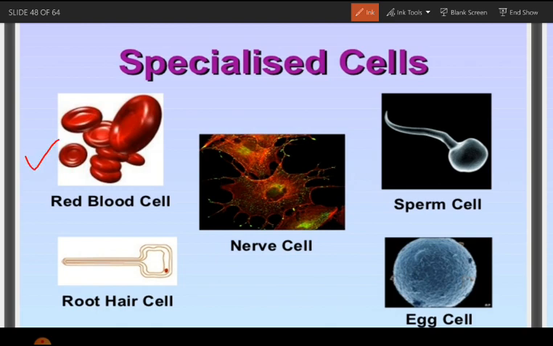These are specialized cells, and these are specialized for the transport of oxygen. A red pigment that is known as hemoglobin is present in RBCs, and this is the main pigment that carries the oxygen and helps red blood cells in the transport of oxygen from one place to another place. Next, you see nerve cells. These cells are known as neurons, and these cells form the nervous system of the multicellular organism.